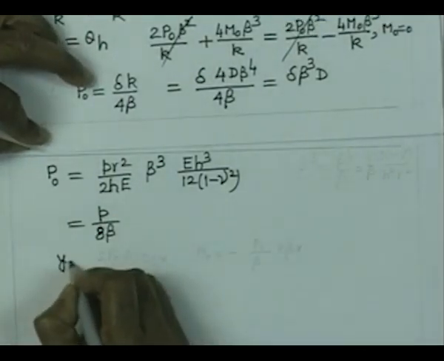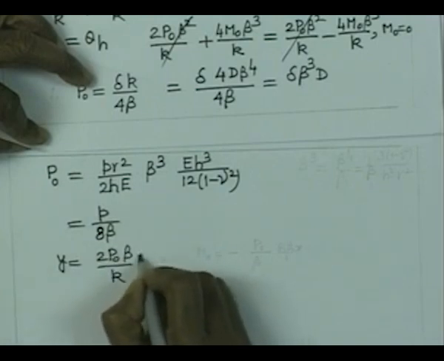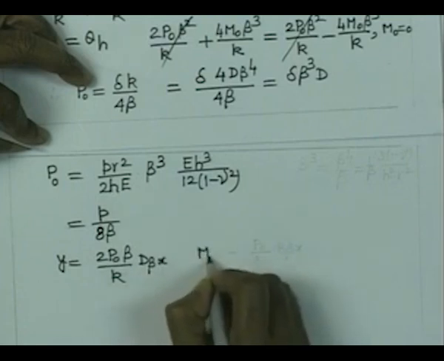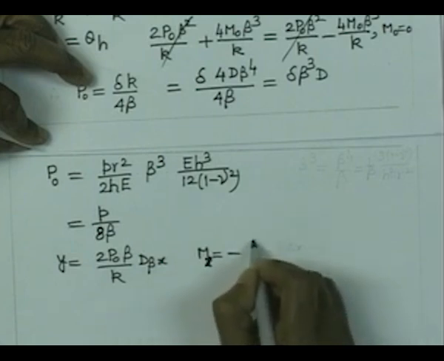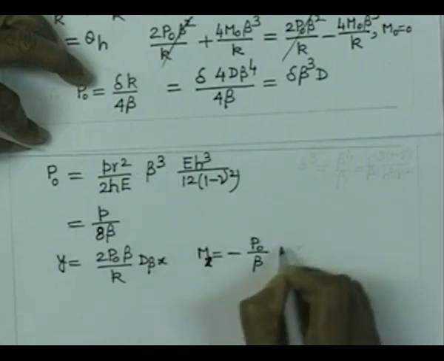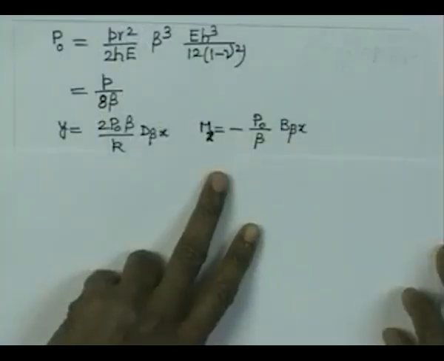Then in that case, we will have deflection is equal to twice P0 beta by k d beta x, and Mx at any point is equal to P0 by beta b beta x. So, this is the variation of the moment. After having obtained y and Mx around the junction, it is possible to show the variation of stresses in the cylinder and also in the sphere. Let us consider the variation of stresses only in the cylinder.